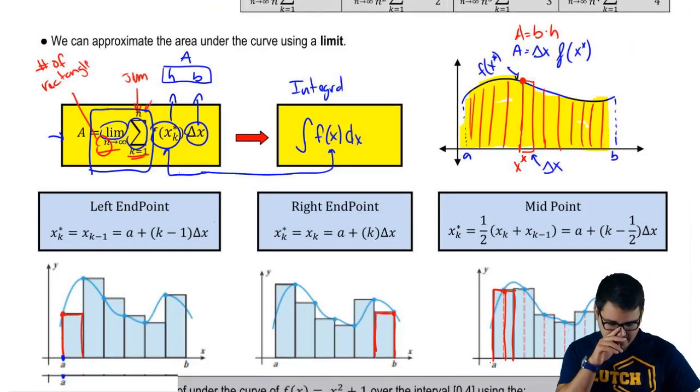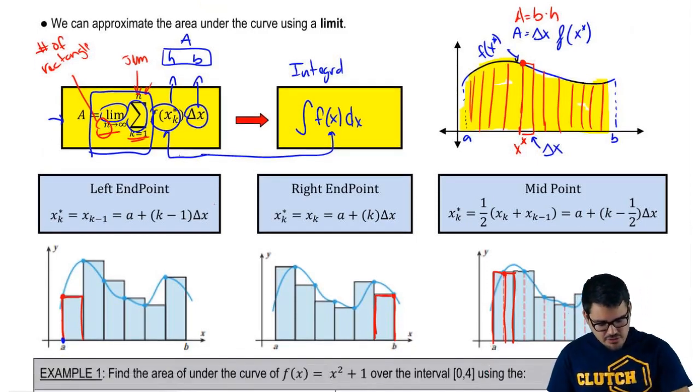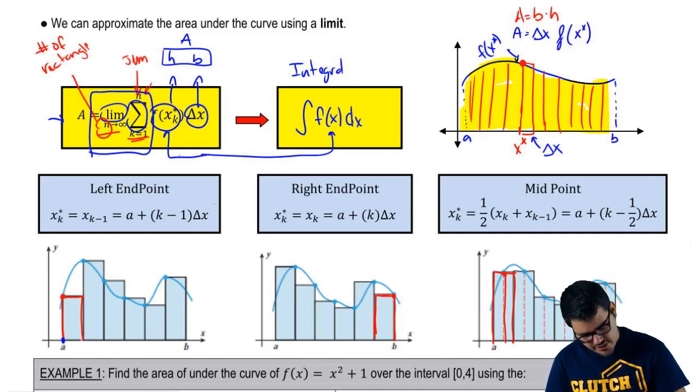Let's emphasize why we need a lot of rectangles. Let's say we only use 6 rectangles, right? What's going to happen? We're starting on the left, going to the right, starting on the left, going to the right, and so forth, right?